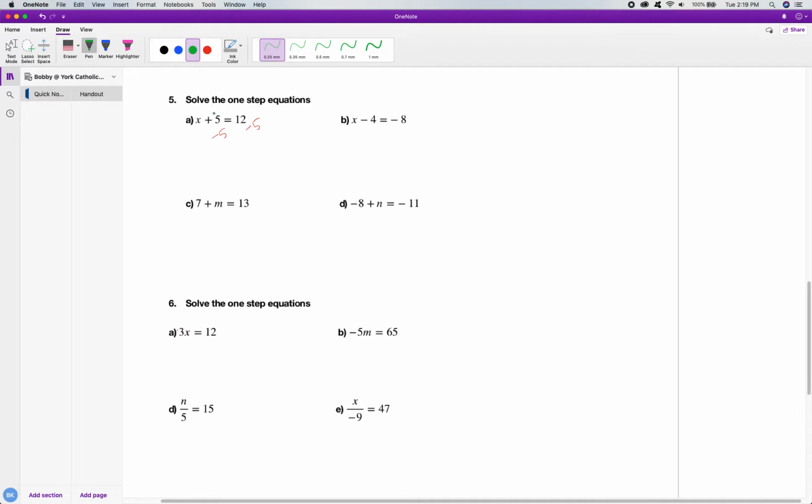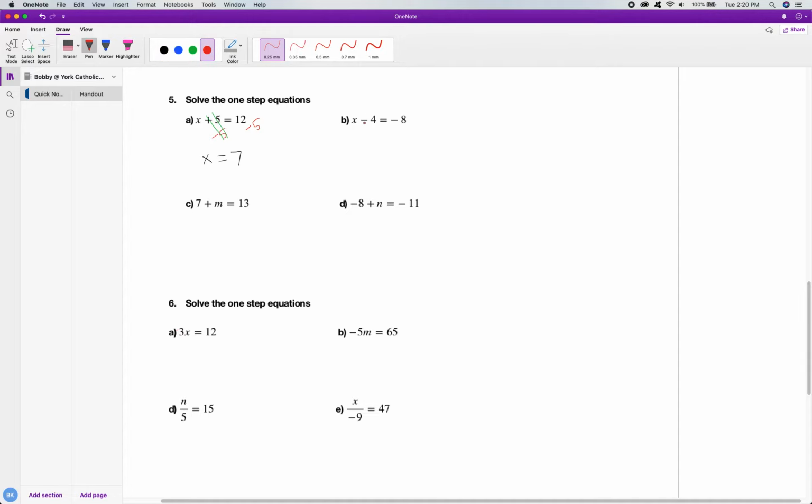Now, if I subtract 5 from 5, 5 minus 5 is 0. That's why I did it, because I want to get rid of this thing. It's equal to 0. The only thing left there is x. And 12 minus 5 is 7. So x is 7. That's the final answer.